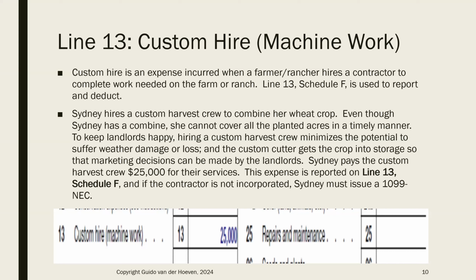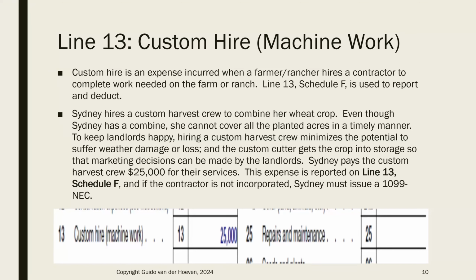The example here is that Sydney hires a custom harvest crew to combine her wheat. This is what we talked about. Even though Sydney has a combine, she can't cover all the planted acres in a timely manner. She wants to keep the landlords happy, and so she hires this custom crew. And as you can see here, she's paid the custom crew $25,000 for their services.